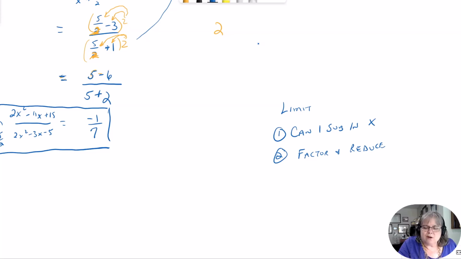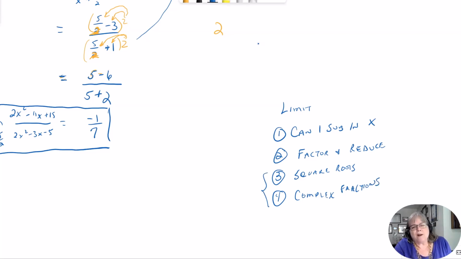If not, then the next things you're going to do is we're going to have things like square roots and complex fractions. What do we do there? Different things like that. So we're going to talk about these in the next video, and then we're going to talk about what happens if we can't remove that discontinuity. And so we actually have to figure out what is going on either side of that number, because we cannot remove the discontinuity. We're going to have to adjust for that.